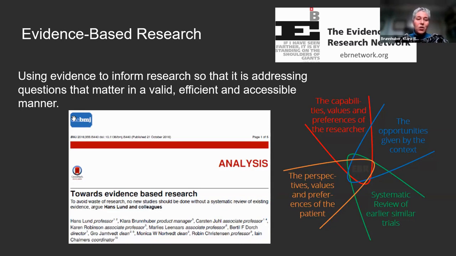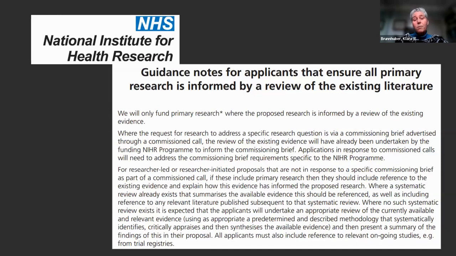Take a look at this initial BMJ publication about evidence-based research that was published back in 2016 to really explain, again, this combination of the systematic review of earlier similar studies, the capabilities, values, and preferences of the researcher, which very much come into play when you plan new research, the opportunities given by the context, so, what is really needed in the local context in terms of research, what is funded, and so on. And then finally, the perspectives, values, and preferences of the patient, or indeed any users of research. So let's take a quick look at how that plays out now.